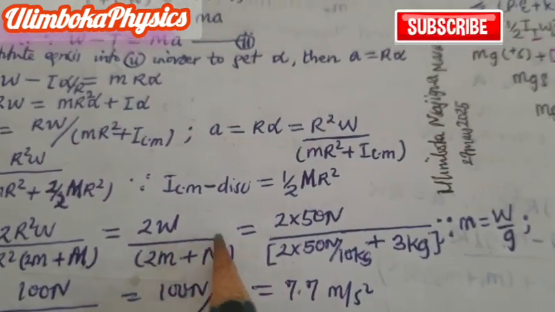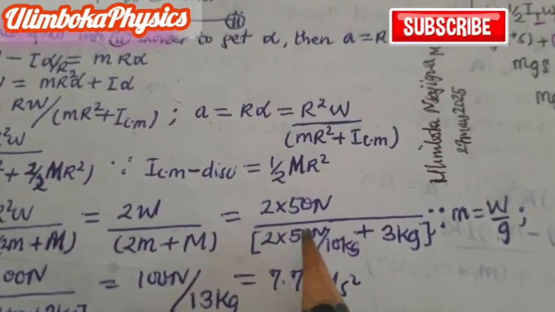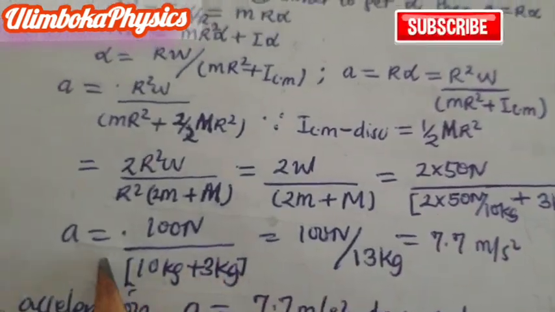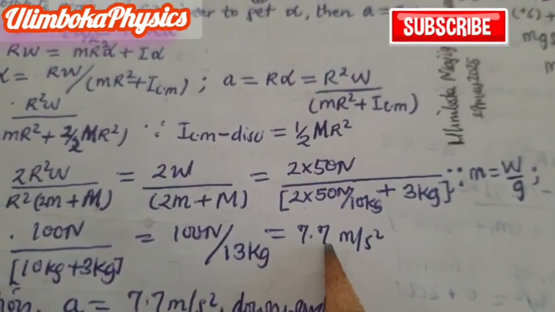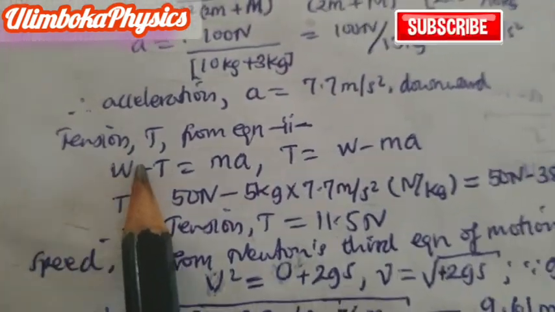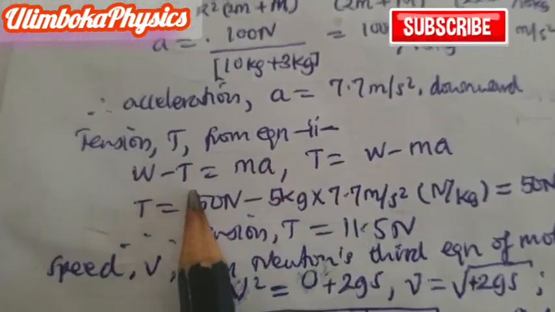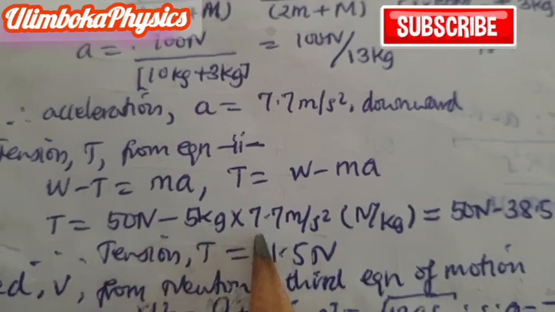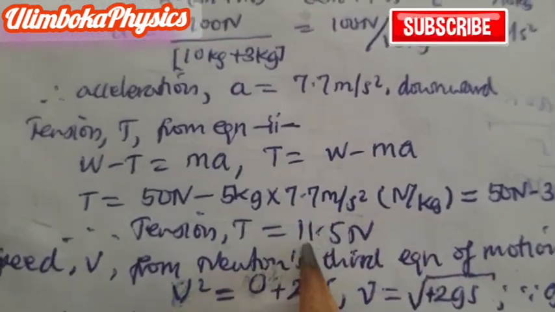We substitute the data given in the question, then we will have the acceleration of this system as 7.7 meters per second squared downwards. For tension, we must refer to equation 2, make tension the subject, and then substitute the data that we've been given, and we get the tension as 11.5 Newtons.